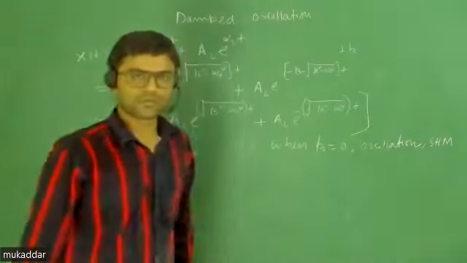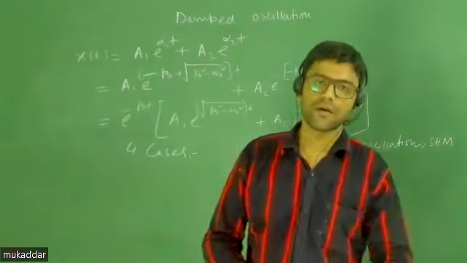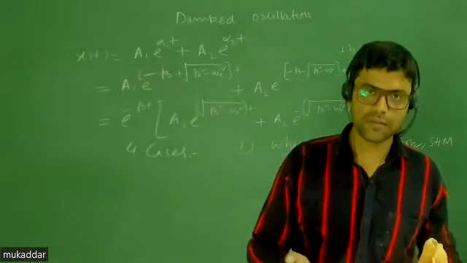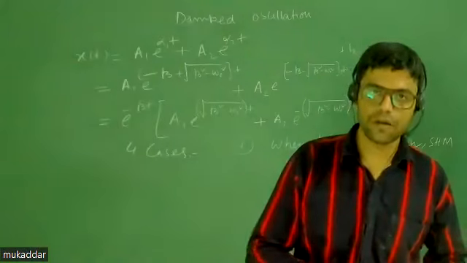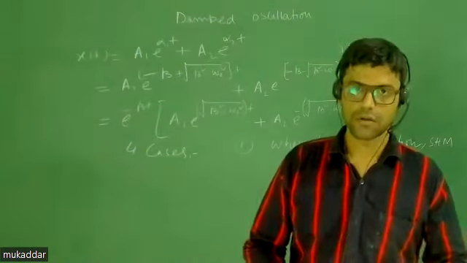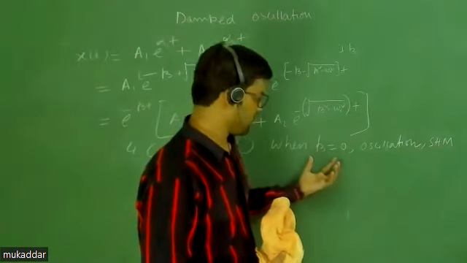Actually, simple harmonic motion is the ideal case. In reality, whenever you place your spring block or any simple harmonic motion system in a medium, there will be some frictional force or drag force acting in the opposite direction. Okay, so beta equals to 0 is the ideal case.